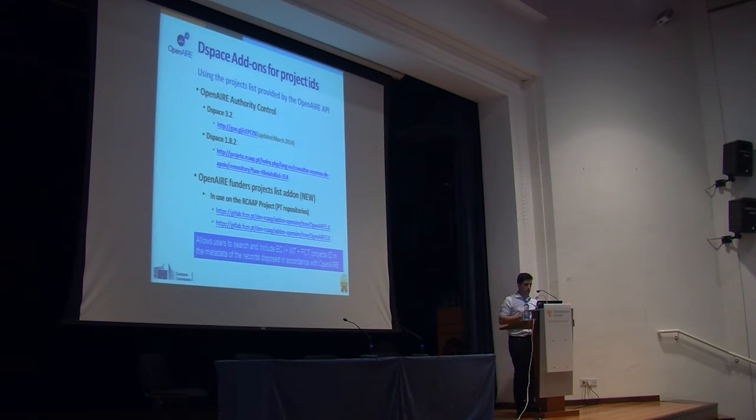We have some DSpace add-ons for projects to use, to apply to our repository for project ID identification. I won't go much into detail on the first one, OpenAIRE authority control, but what these add-ons do is allow users to search and include the European Commission, Wellcome Trust, FCT, and if needed, the Cyprus National Funder Information Project IDs in the metadata in accordance with the OpenAIRE requisites. So in these links, you can find these add-ons.